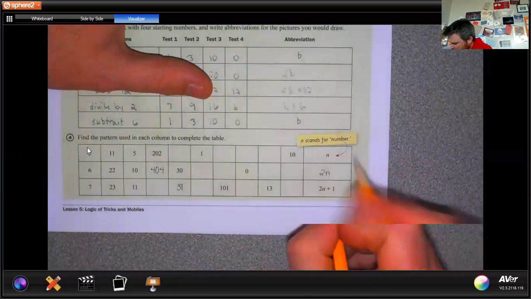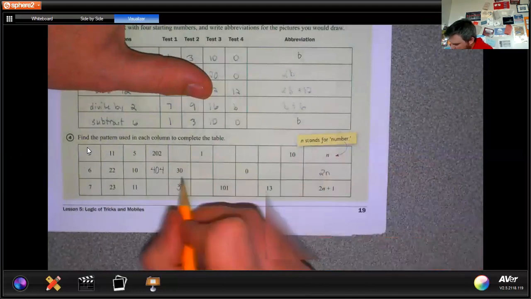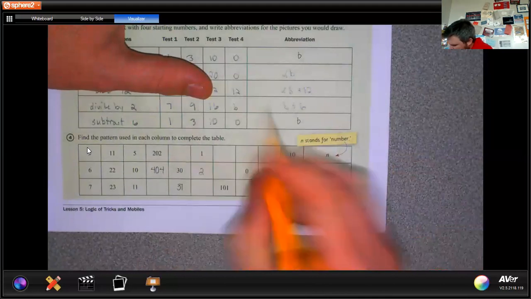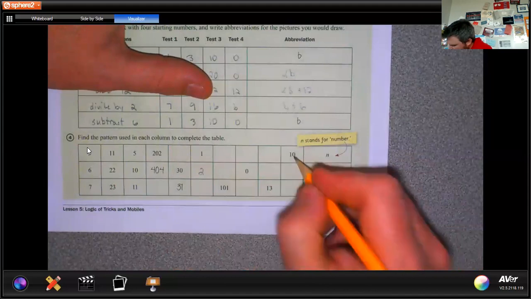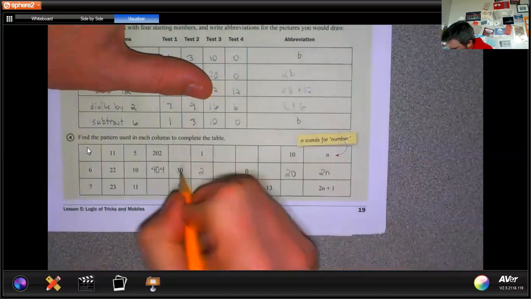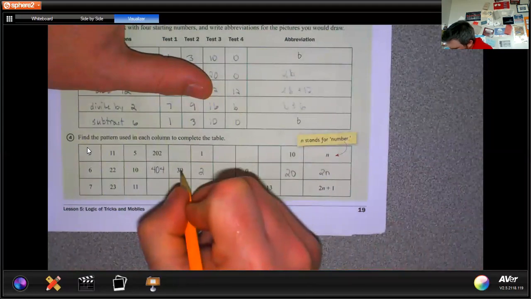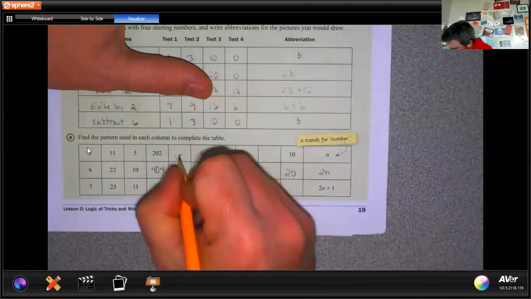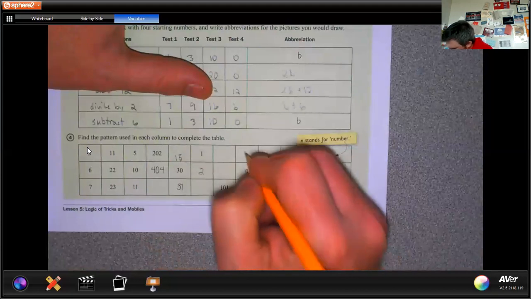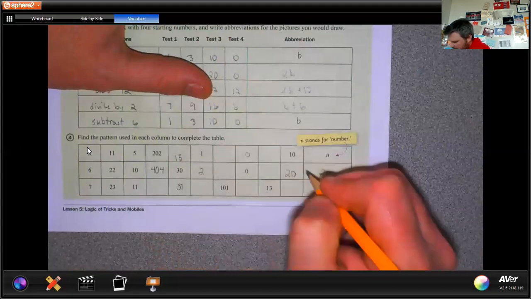Okay, so we're going to multiply by 2 going this way and divide by 2 going this way. So 1 times 2 is 2. I got nothing here. And 10 times 2 is 20. Now going the other way, we're dividing by 2. So 30 divided by 2 is 15. 0 divided by 2 is still 0. And that's all I have.